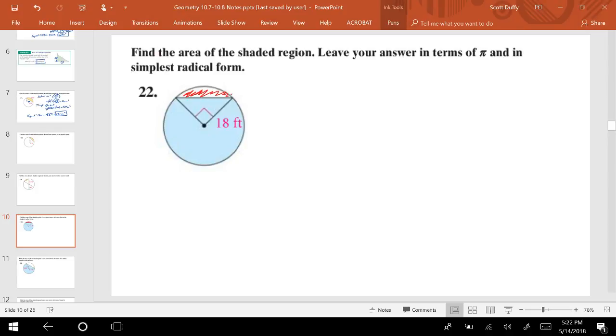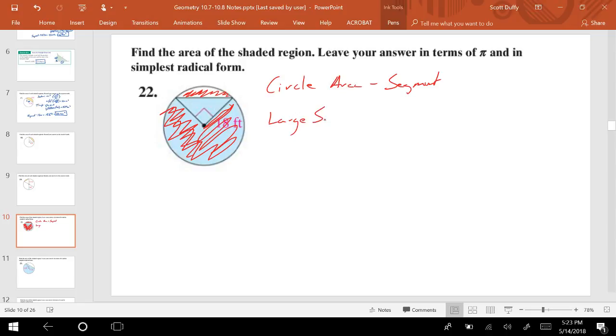But instead of thinking of this as the whole circle area minus the segment, what if we think of it as this sector? So we'll just say it's the large sector plus this triangle.